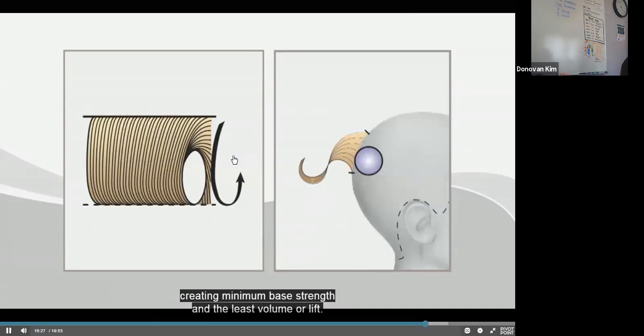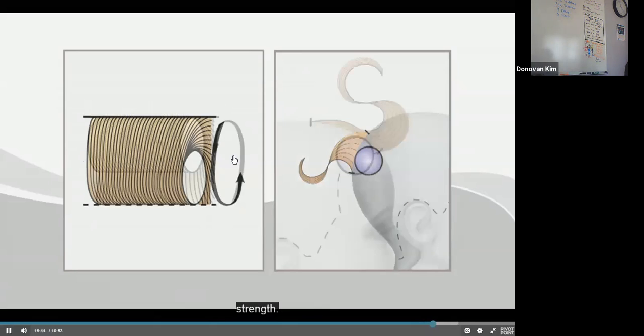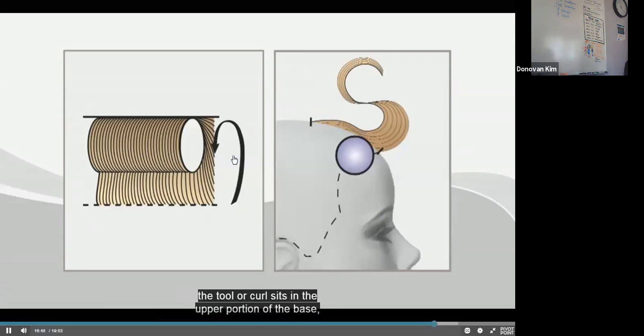With an underdirected base control, the tool or curl sits in the lower portion of the base, but not on or below the bottom parting. The size of the base must be at least 1.5 times the diameter of the tool or curl. The base control results in reduced volume and base strength. With an overdirected base control, the tool or curl sits in the upper portion of the base, but not on or above the parting. The size of the base must be at least 1.5 times the diameter of the tool or curl. This base control results in exaggerated directional movement and volume or lift, with less strength at the base.